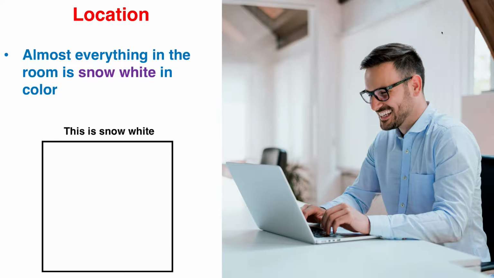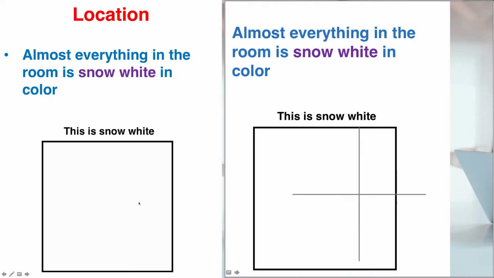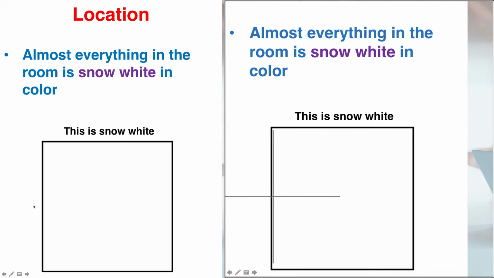Looking over here, you can see another example of snow white. So this is pure white, or 100% white, versus snow white. And if you look closely, you'll see there is a very slight difference. So snow white is almost pure white.